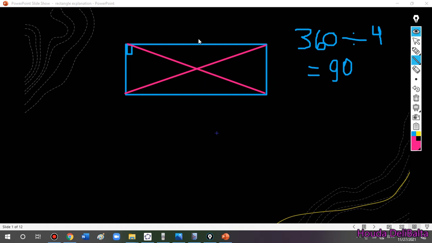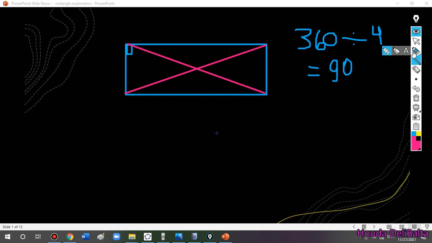Now, according to the opposite sides, as you notice, the opposite sides are equal and parallel in pair. So that one is equal to that one and parallel to it. Also, that one is equal to that one. Those are the opposite sides that are equal and parallel.